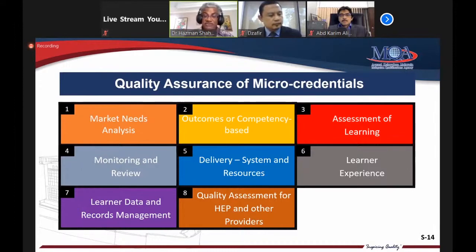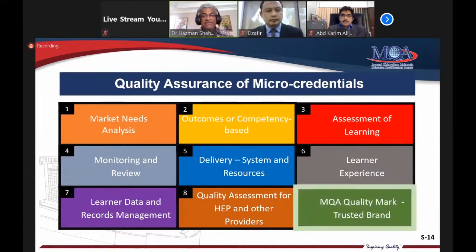And the last one is learner data. This is where the badge comes in. How do you keep this data? How do you share this data? How do you ensure that this data is readily available for the learner to use in whatever context? And how can they verify and authenticate these things?